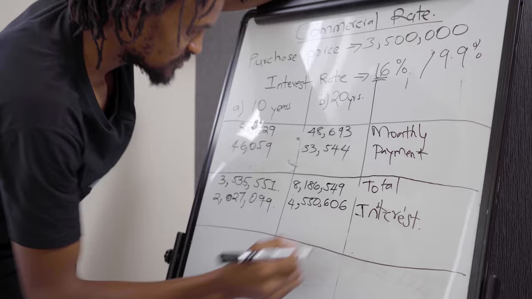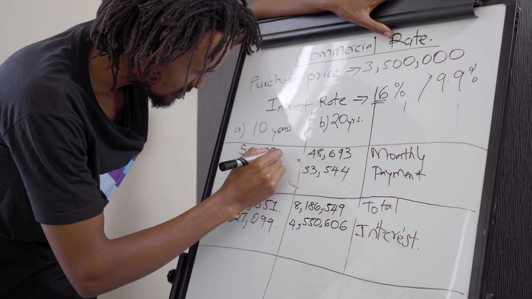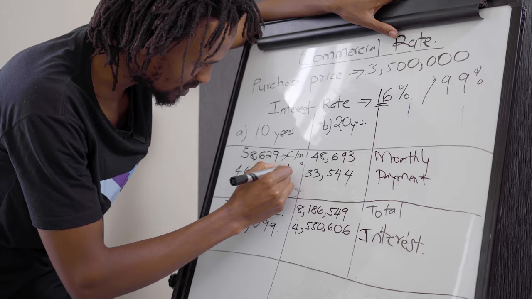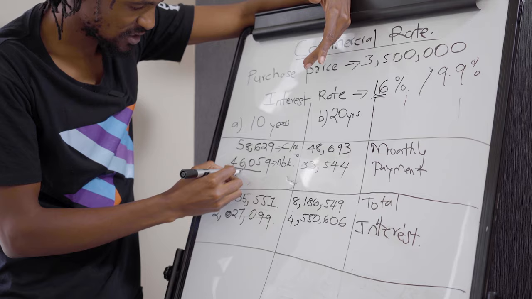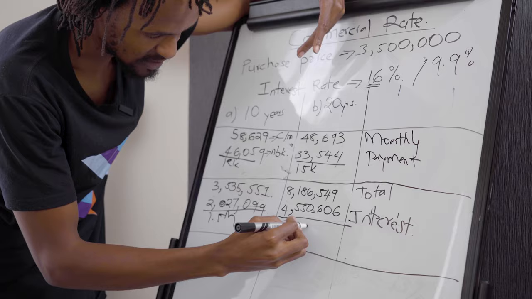What was the Nyumba Bila Kiulizo at 10 years? At 10 years, Nyumba Bila Kiulizo was 46,000. Okay. So as you can see, let's put commercial mortgage as CM, then Nyumba Bila Kiulizo as NBK. In all scenarios here, you are saving yourself 12K per month, and in interest, you're saving over 1.5M. Here, in a 20-year period, you're saving 15K per month. In interest, you are saving 3 million plus. So this is why Nyumba Bila Kiulizo is really unique to the market.